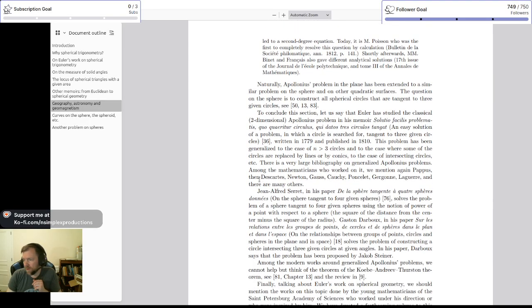Naturally, Apollonius' problem in the plane has been extended to a similar problem on the sphere and on other quadratic surfaces. The question on the sphere is to construct all spherical circles that are tangent to 3 given circles. To conclude this section, let us say that Euler has studied the classical two-dimensional Apollonius problem in his memoir Solutio Facilis Problematis, an easy solution of a problem in which a circle is searched for tangent to 3 given circles, written in 1779, published 1810.